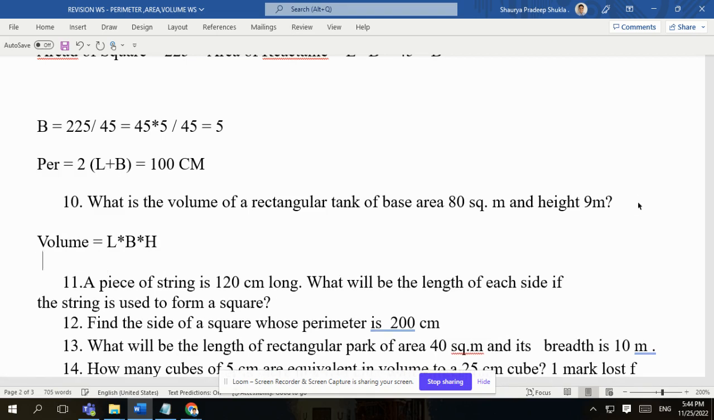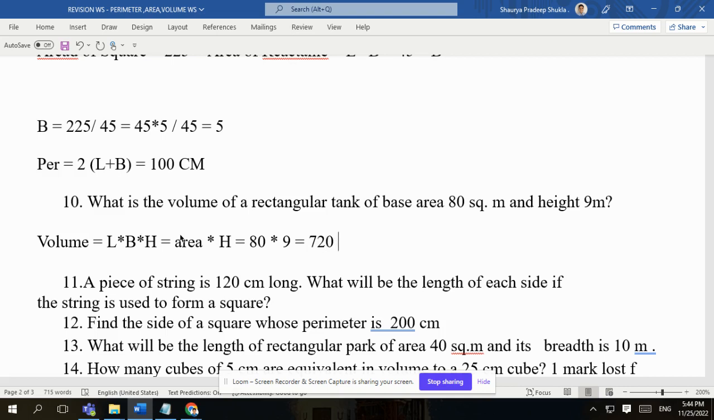Okay. So in this case, they have already given you the area. So I can see that L multiplied by B is nothing but the area, right? So what I can do is area multiplied by height. That is nothing but 80 multiplied by 9. Now don't tell me you don't know 80 multiplied by 9 is 720.